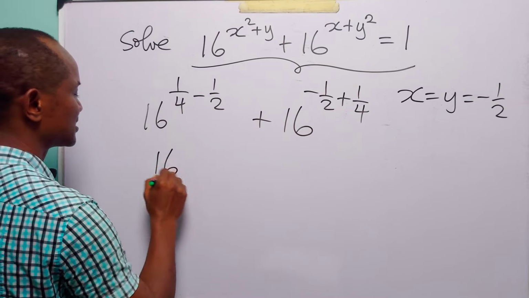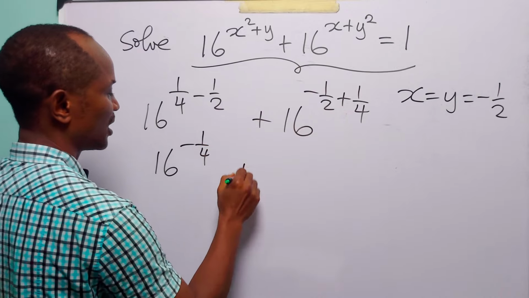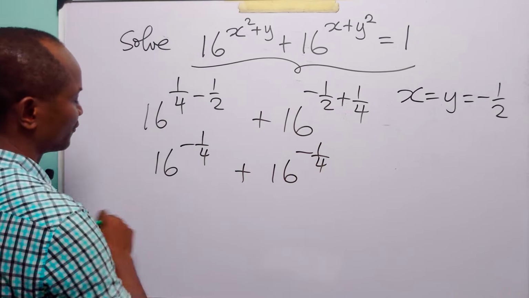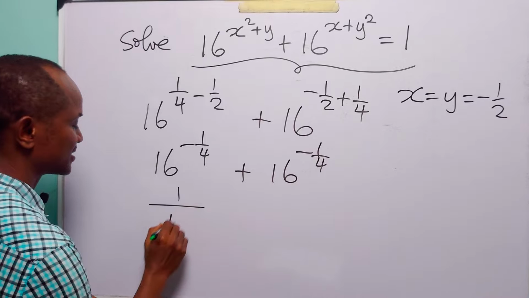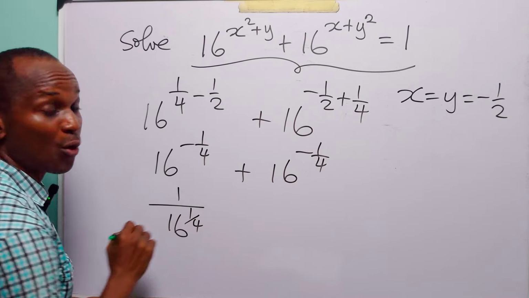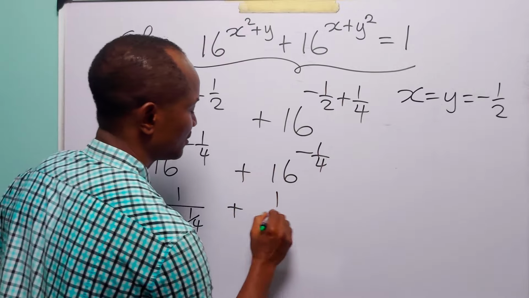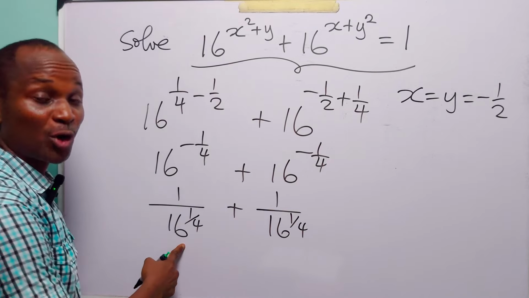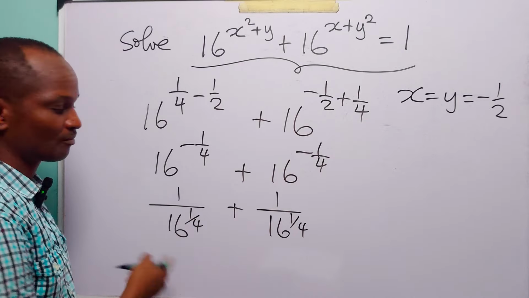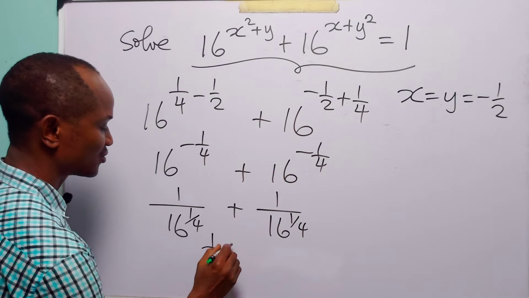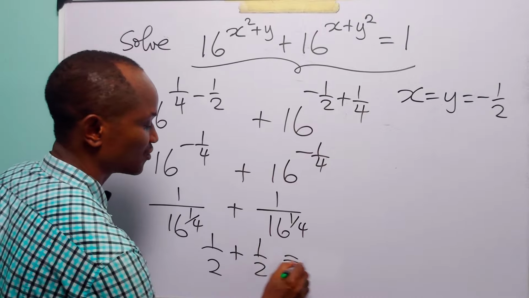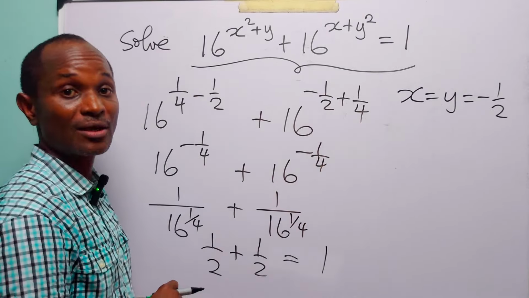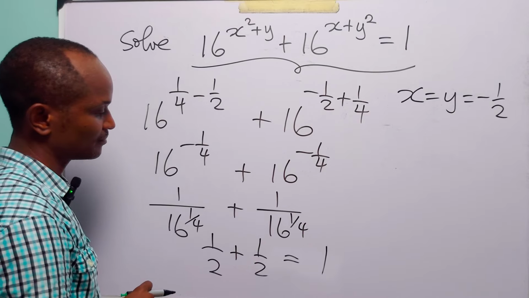So here we have 16 to the power minus 1 over 4 plus 16 to the power minus 1 over 4. Of course, you know that this is 1 over 16 to the power 1 over 4 plus 1 over 16 to the power 1 over 4. The fourth root of 16 is 2. So this is 1 over 2 plus 1 over 2, which is equal to 1. And that is exactly what we have on the right-hand side of the original equation.